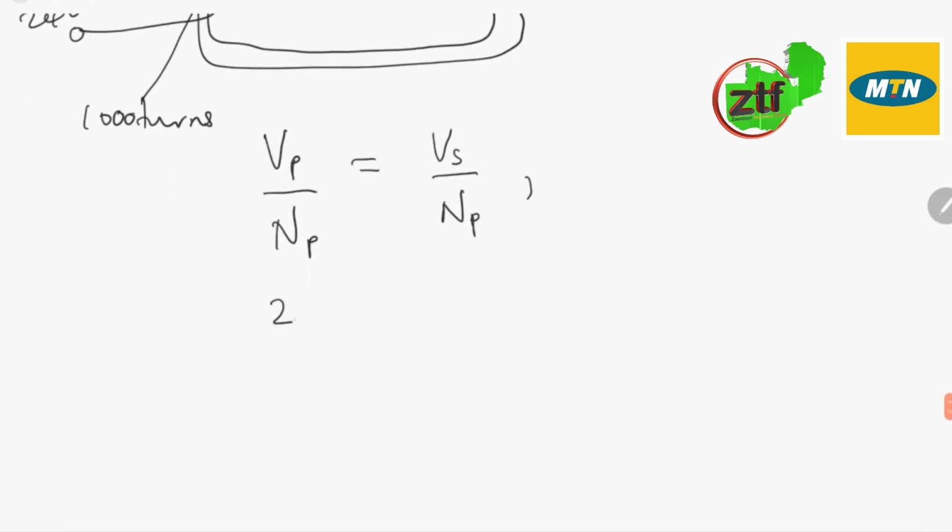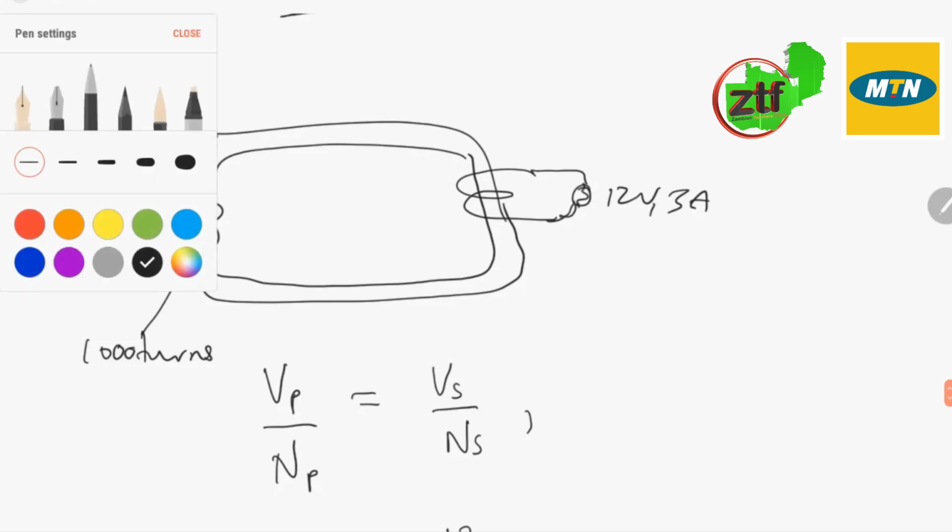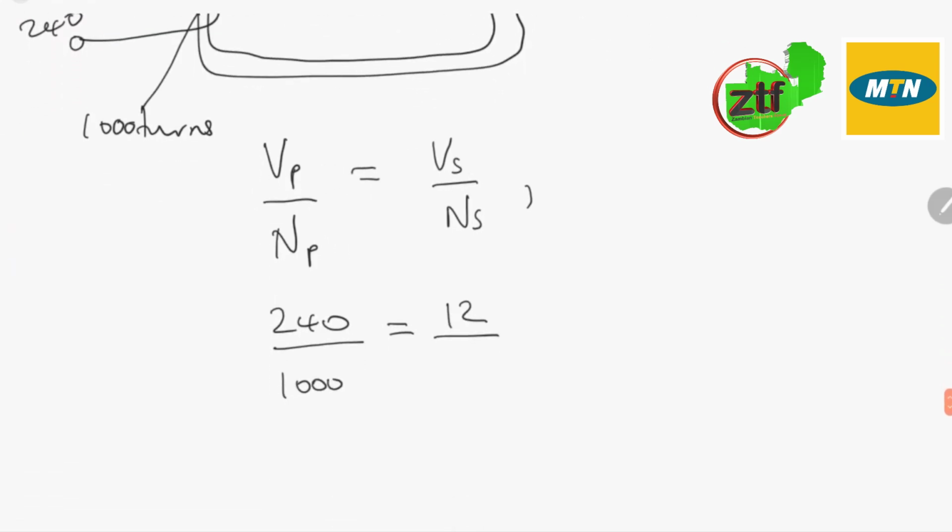Voltage in the primary is 240, number of turns in the primary is 1000, then voltage in the secondary is 12, number of turns in the... sorry about this, we have to come back to this again. I have to clean this and say that here we needed to say number of turns in the secondary. Okay, sorry about that. So we continue: now when we put it like this, the voltage in the secondary is 12 and the number of turns in the secondary is X. So we look for X.